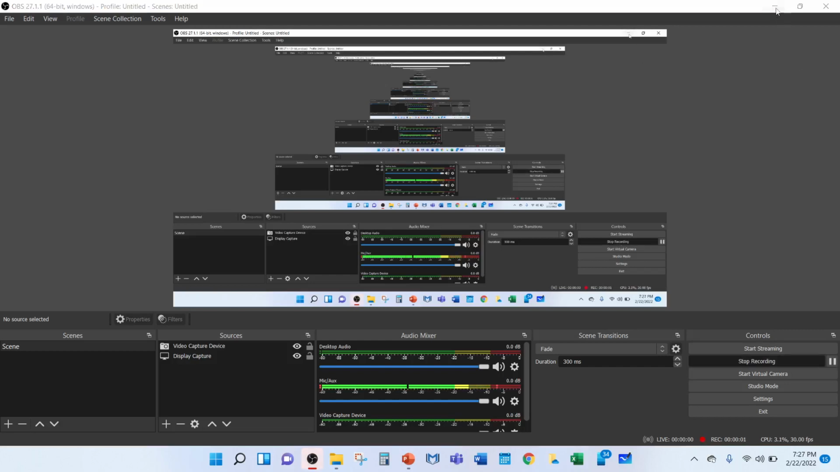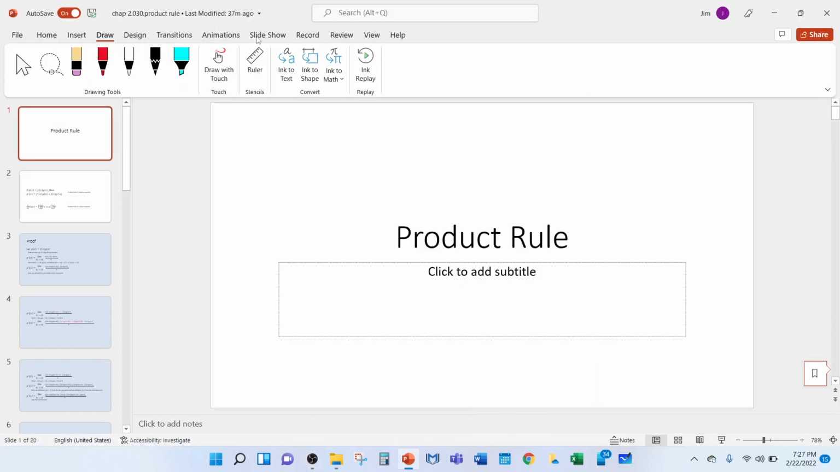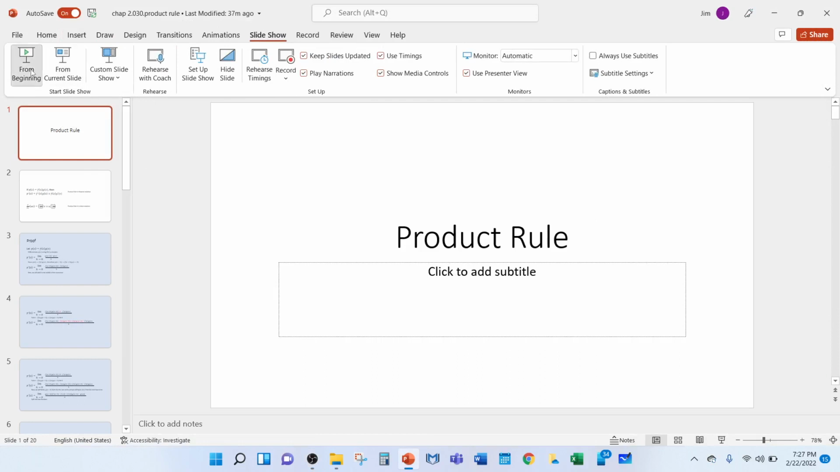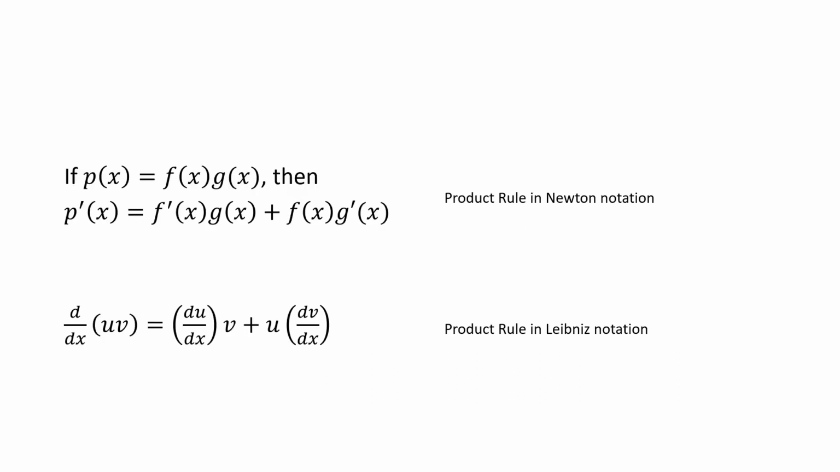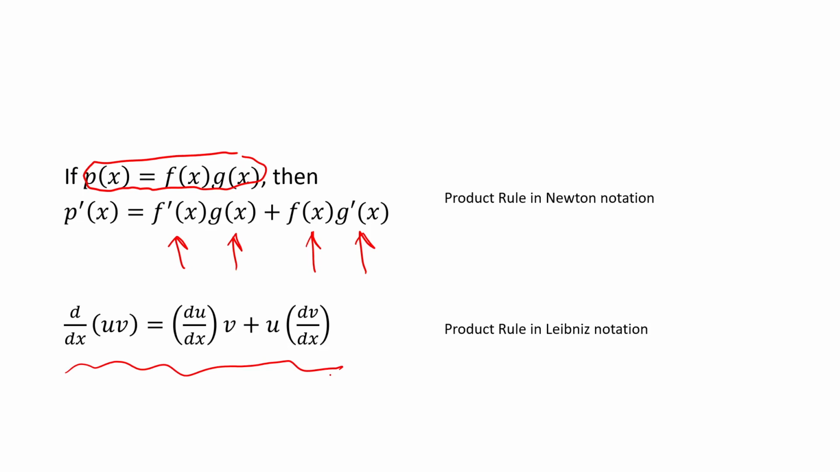In this video, we're going to prove the product rule. In other words, we're going to prove that if P of x equals f of x times g of x, then P prime of x is f prime x g of x plus f of x g prime of x. In other words, derivative of the first times the second plus the first times derivative of the second. We can write it in Leibniz notation this way.